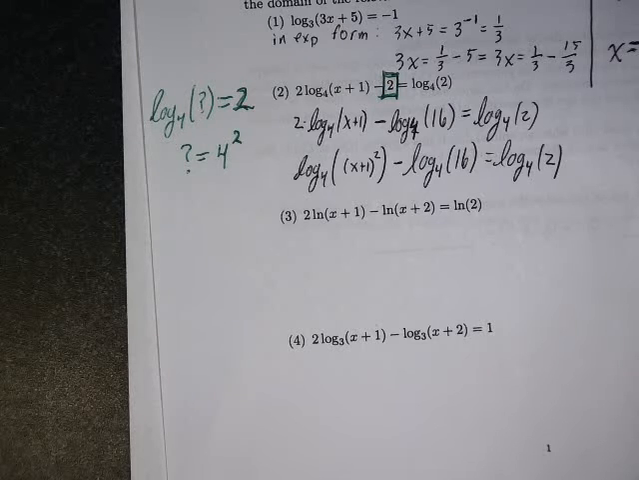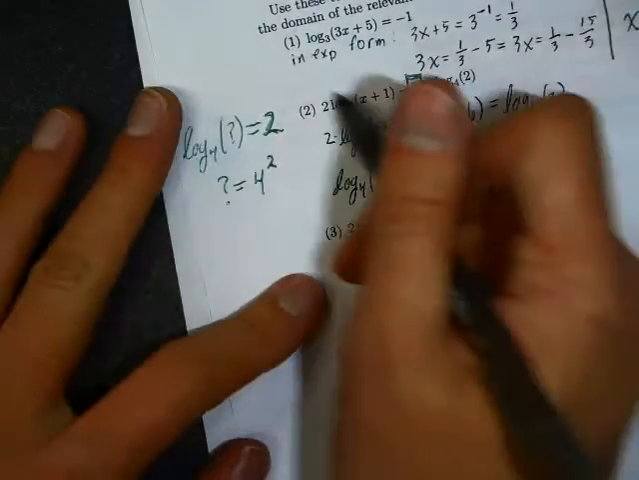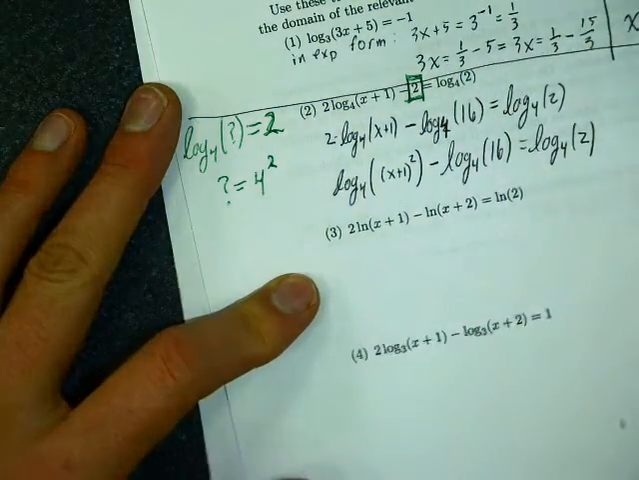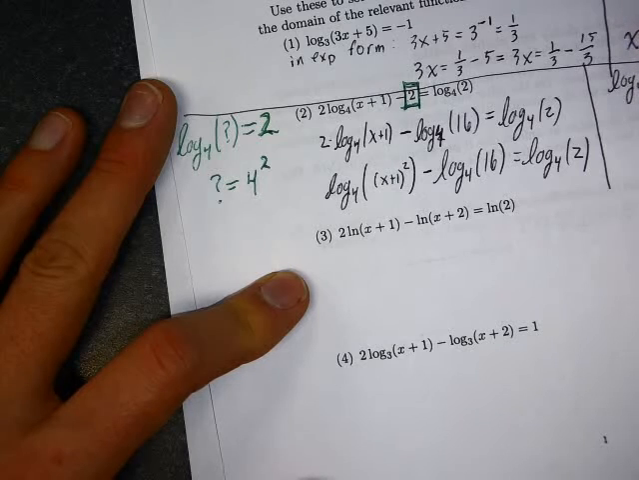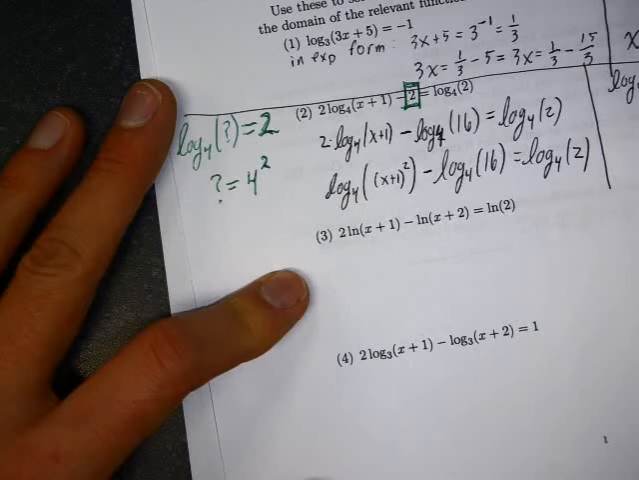So on the left-hand side, I now see a log minus a log. What is log minus log the same as? Dividing. Yeah, a single log with division. So that'll be log base 4 of x plus 1 squared over 16 is equal to the log base 4 of 2.